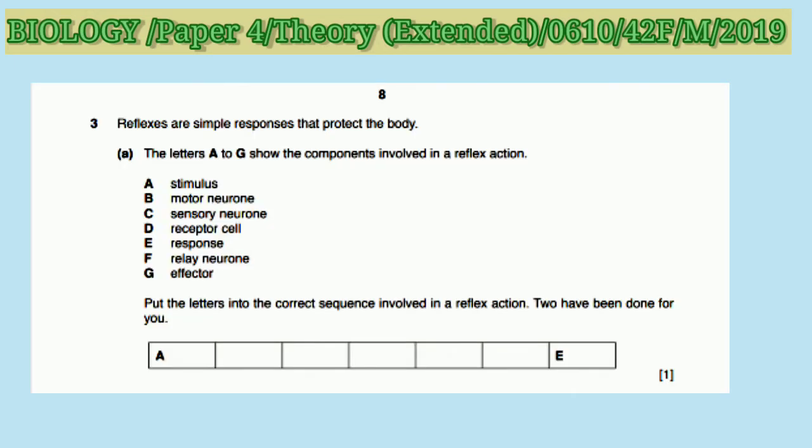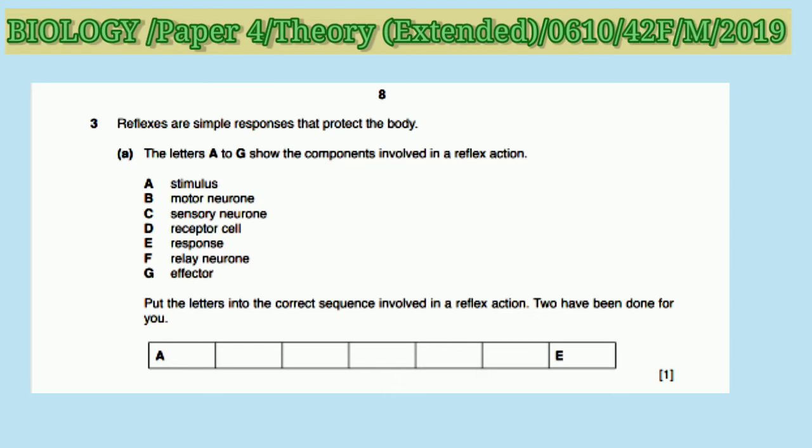Question number 3. Reflexes are simple responses that protect the body. Sub-question A. The letters A to G show components involved in a reflex action. A is stimulus, B is motor neuron, C is sensory neuron, D is receptor cell, E is response, F is relay neuron, and G is effector. Put the letters in the correct sequence involved in a reflex action. Two have been done for you.